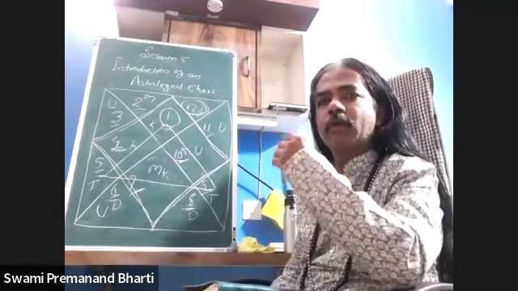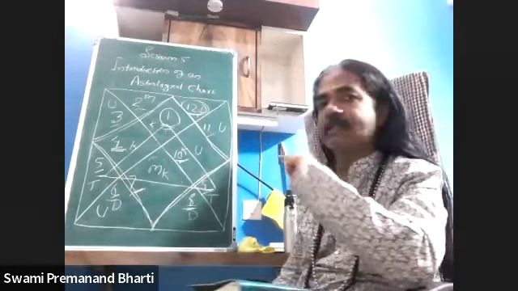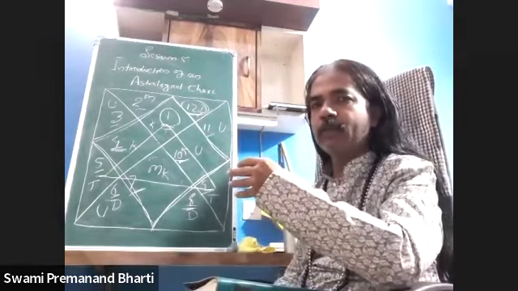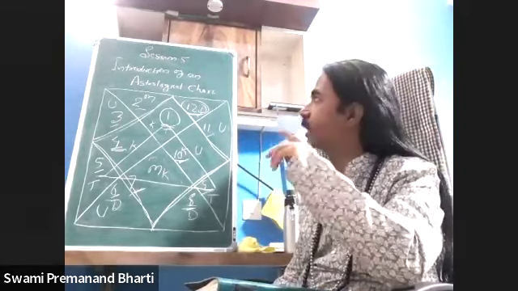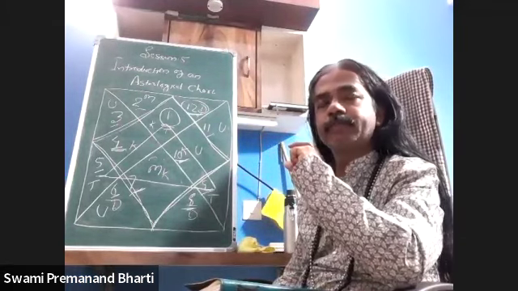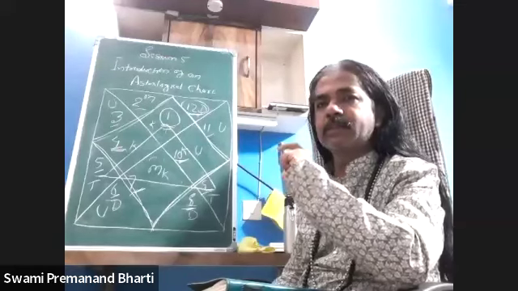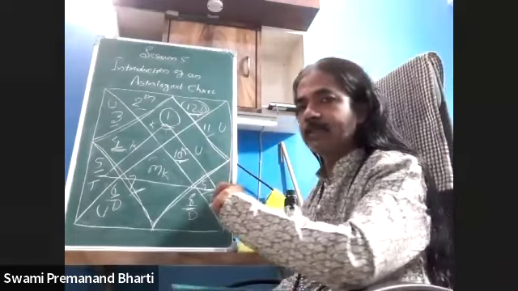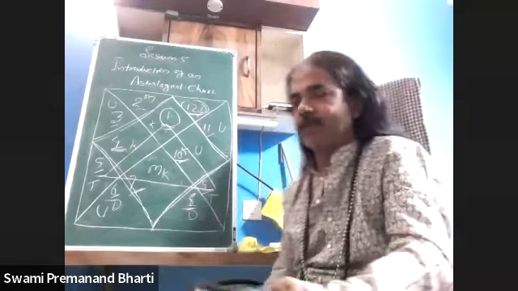Then Dushtana houses are 6, 8, 12. They represent some sort of challenges, some sort of obstacles in life. Then Upachaya houses are 3, 6, 10, 11. They improve with time because of the kind of portfolio they have, because of the things they represent. Then second and seventh are Maraka houses. They either inflict physical death or a death-like situation in life. It is like facing a very troublesome situation.